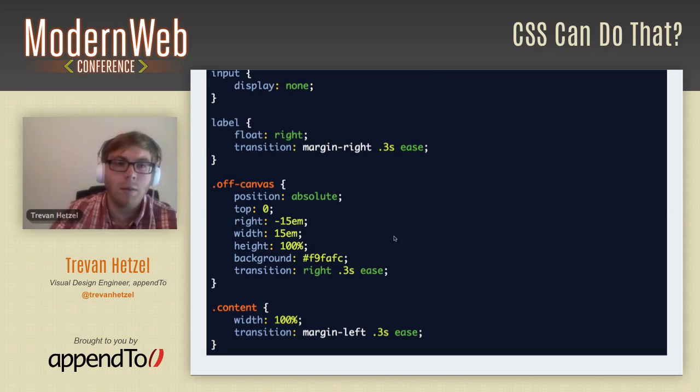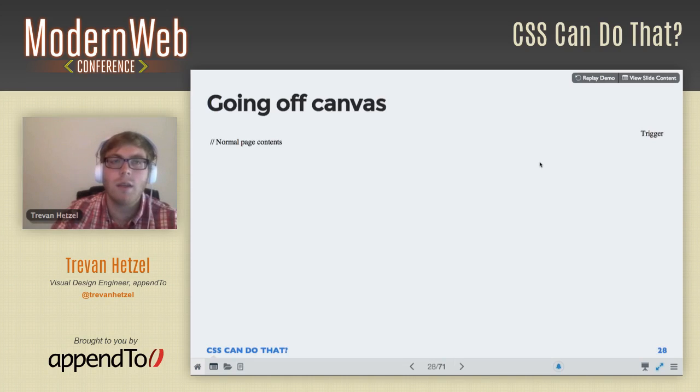So then the actual content, where your header and your footer and all the content of the page would live, we're setting that to just have a width of 100%, and then we're also giving a transition of margin left there as well. So what we see is this, right? This is kind of a dumbed down version of the example I showed earlier, but clicking that trigger is going to slide over the off canvas, and it's going to slide out the normal page contents.